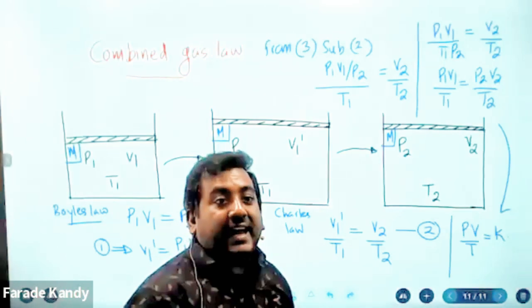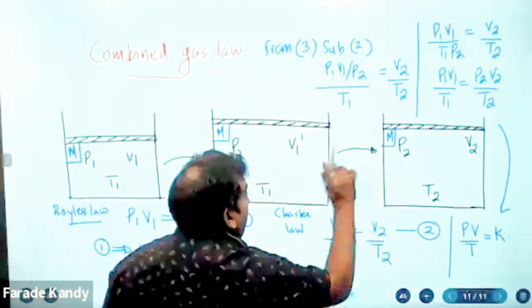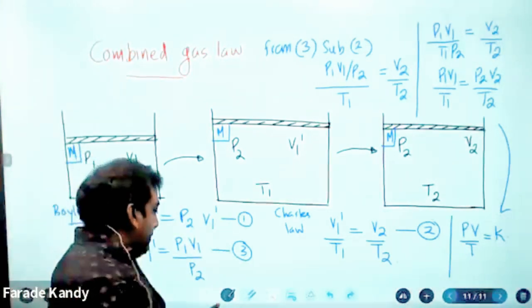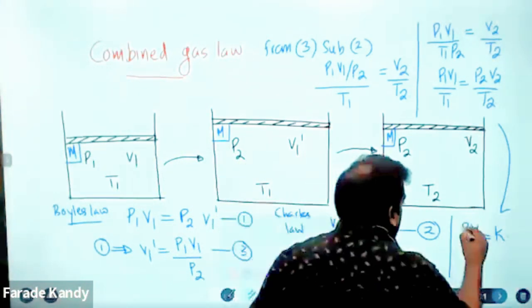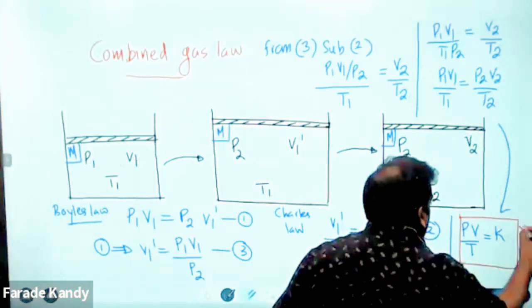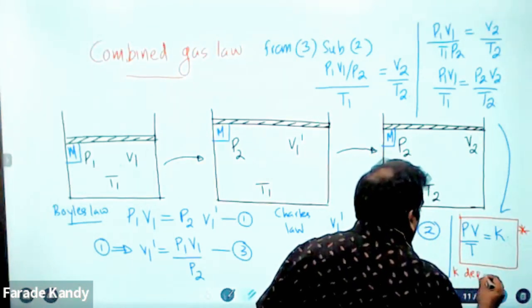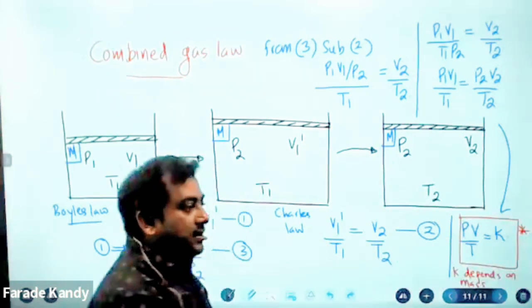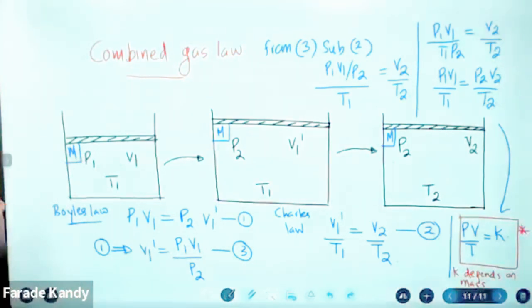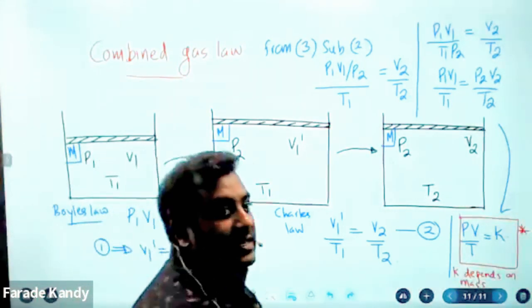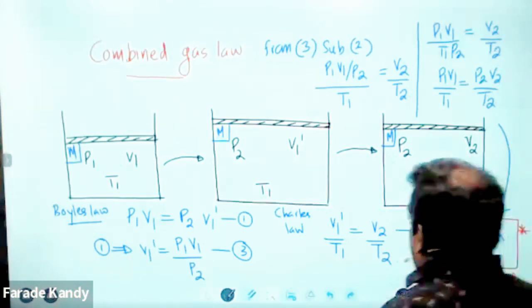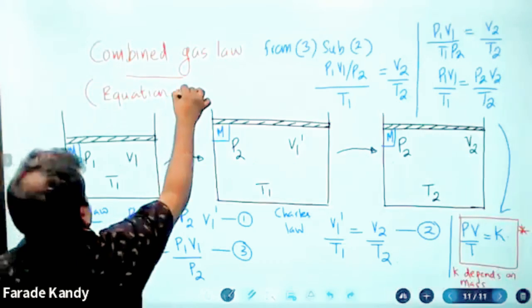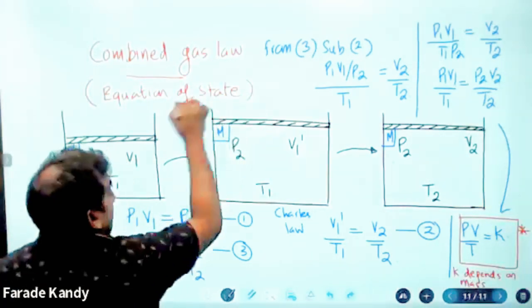And what does that constant K depend on? In all these three states, what is same? Mass is same. Depends on the mass. PV over T is constant. K depends on mass. K depends on what? Right? This is the combined gas equation or equation of state. Some people call this equation of state as well.